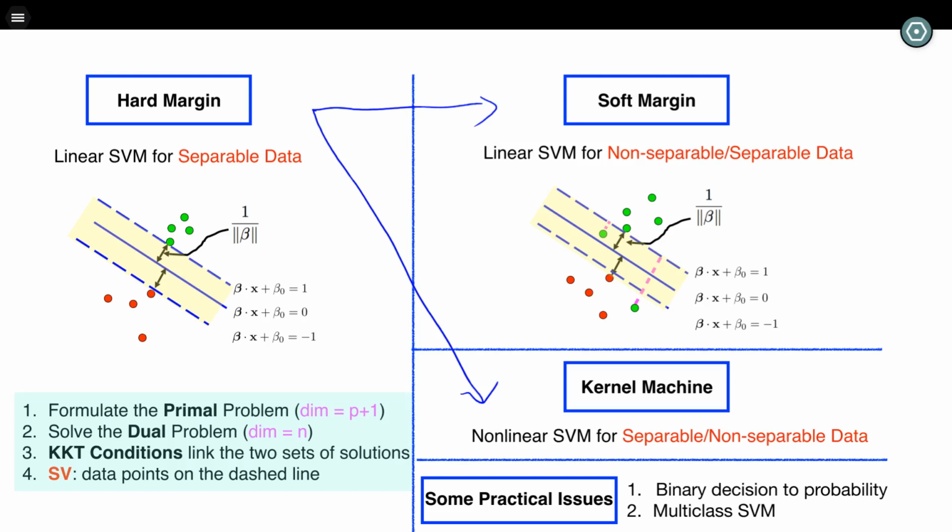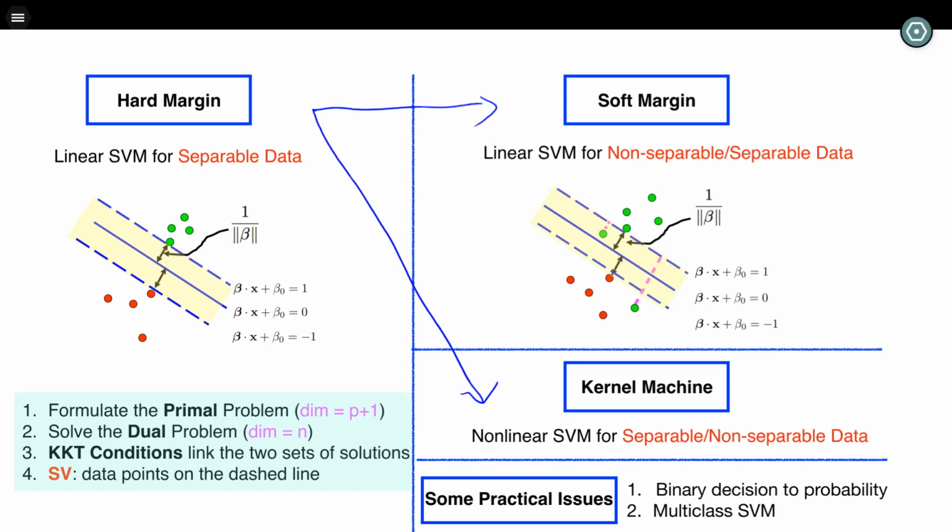And then it turns out you don't even need to visit the higher dimensional feature space as long as you know how the inner products are calculated. That's known as the kernel trick. Both soft margin and kernel machines are regarded as extensions for dealing with non-separable data.